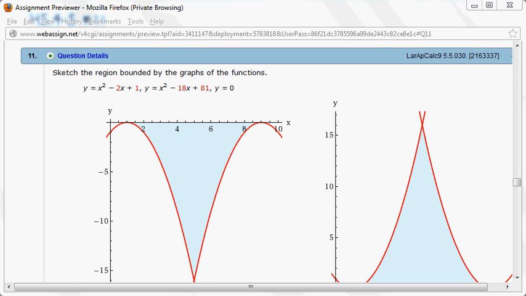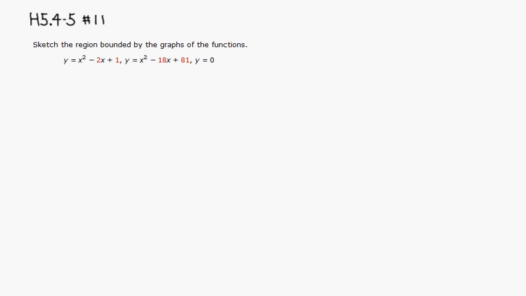Okay, let's look at the homework 5.4, 5.5, number 11. All right, so it looks like we have two parabolas, and this is just the x-axis. And you have a region, and we want to find the area of the region. All right, so let's do that.